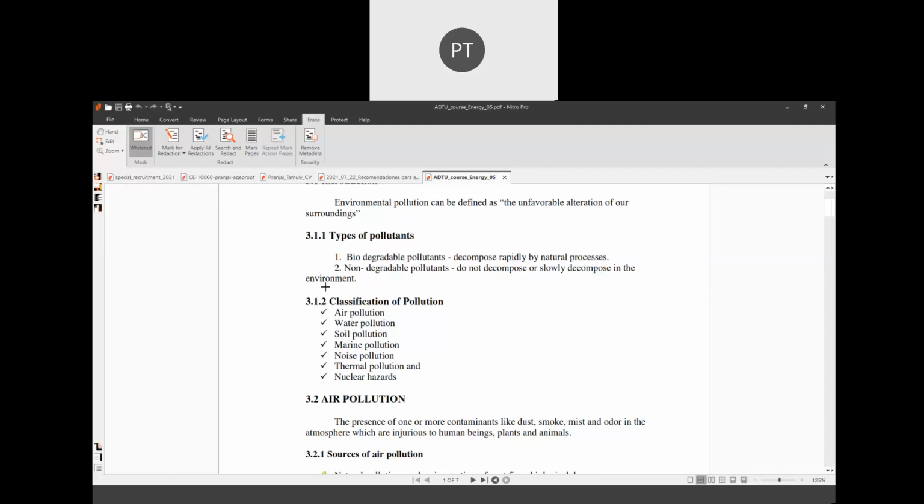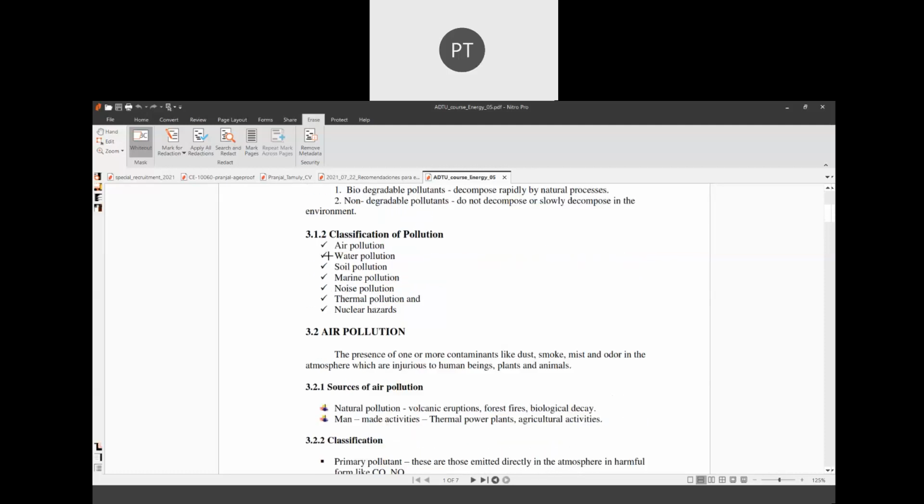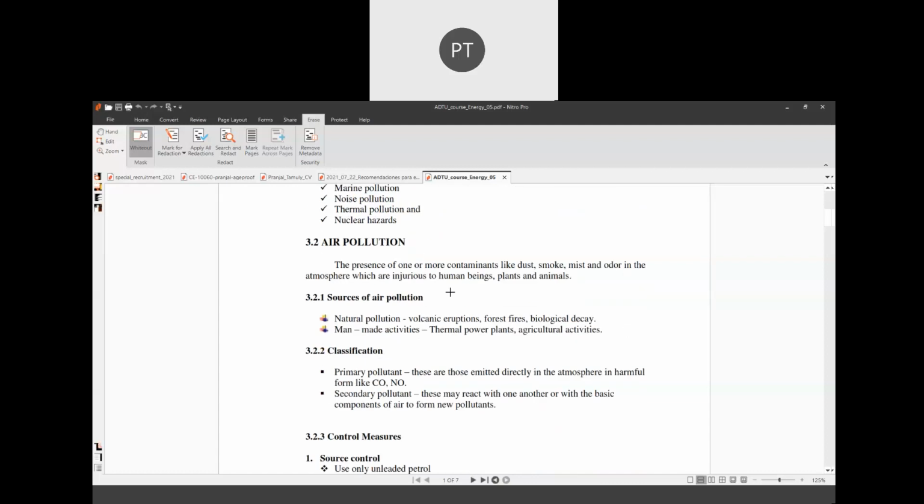Pollution can be classified into different types. The main classifications are air pollution, water pollution, soil pollution, marine pollution, noise pollution, thermal pollution, and nuclear pollution, that is, pollution due to nuclear waste or nuclear hazards. We are going to discuss these pollution types in detail. First and foremost, air pollution. Air pollution is the presence of one or more contaminants like dust, smoke, mist, and odor in the atmosphere, which are injurious to human beings, plants, and animals.